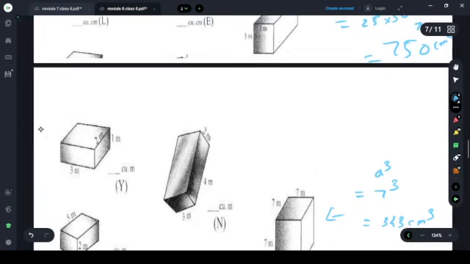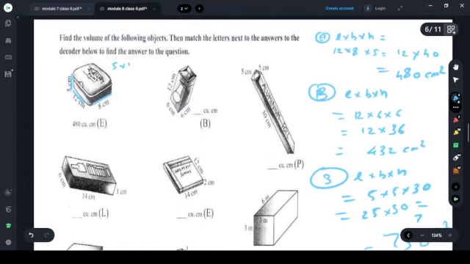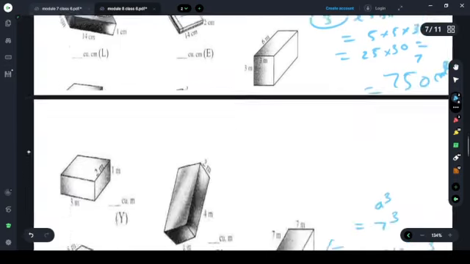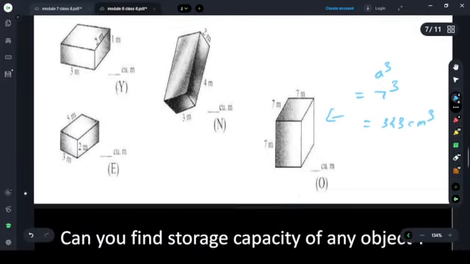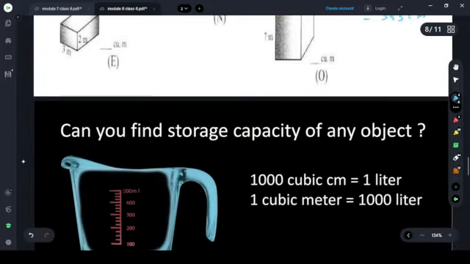Okay, you have to always remember, you can see I have made a small mistake. I have written centimeter square. This is centimeter cube, this also centimeter cube, and this also centimeter cube. Volume will always be in cubic centimeter or cube unit. Okay, so we have to find the remaining.